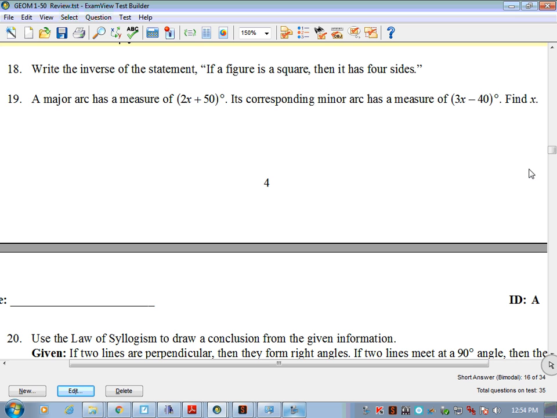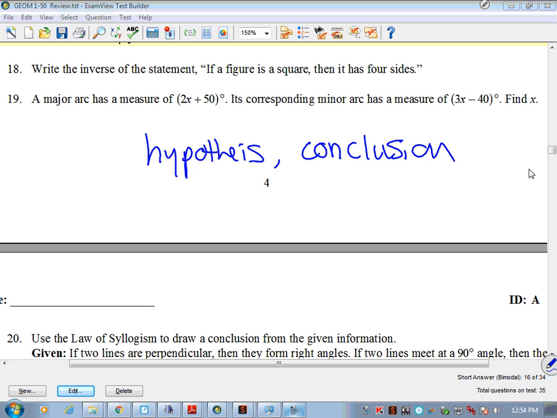What will an inverse do to an if-then statement? What are the terms for how we break up a conditional statement? Okay, I'm hearing parts of it around the room. I heard the word hypothesis. Okay, what's the other? What goes on the other end? Conclusion. Okay, where this is if my hypothesis, then my conclusion. What does inverse do to my hypothesis and conclusion? Inverse switches them? Inverse negates.